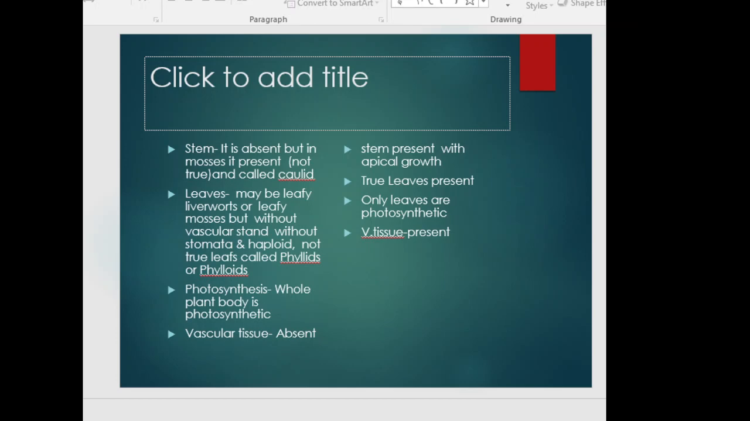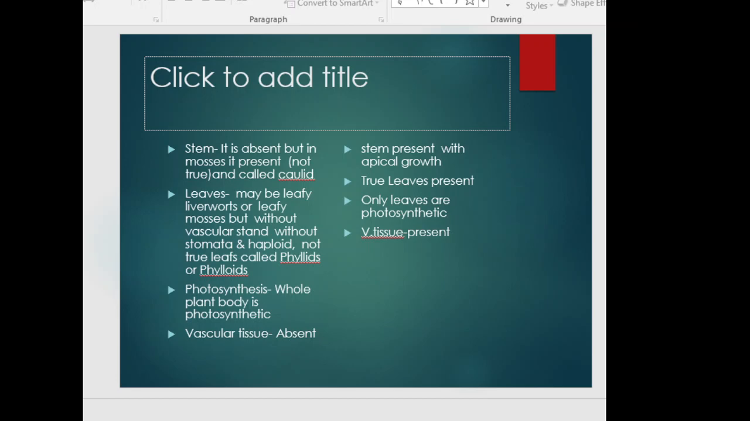Leaves may be leafy in liverworts or leafy mosses, but that is without the vascular strand, without the stomata, and it is haploid. So this is not the true leaves, and they are called phyllids or phylloids. Means in bryophyta there is no true leaf, it is haploid and it is without the vascular strands. While in the pteridophyta, true leaves are present.